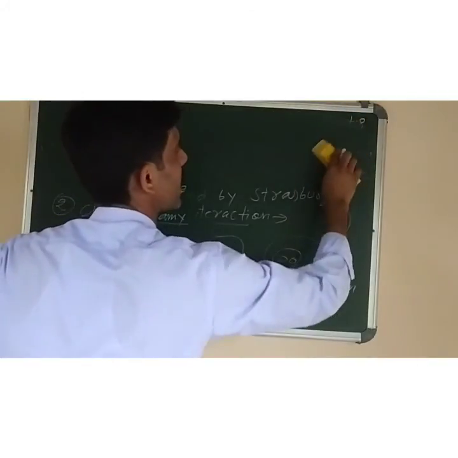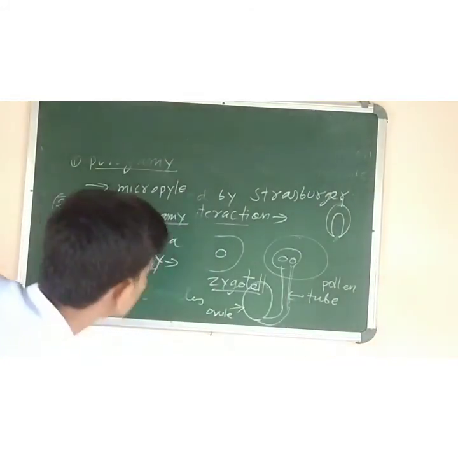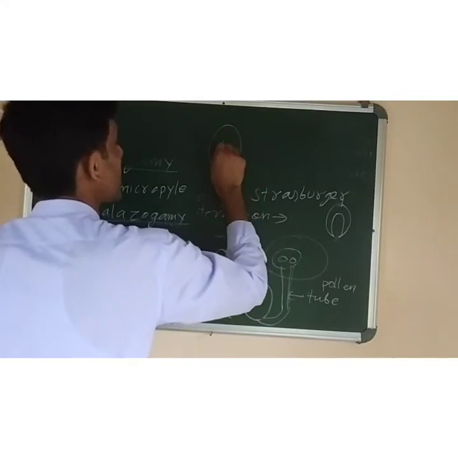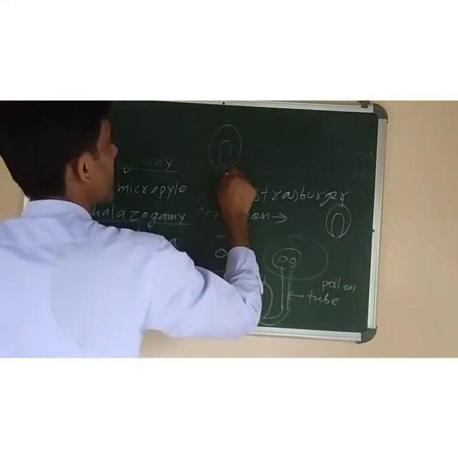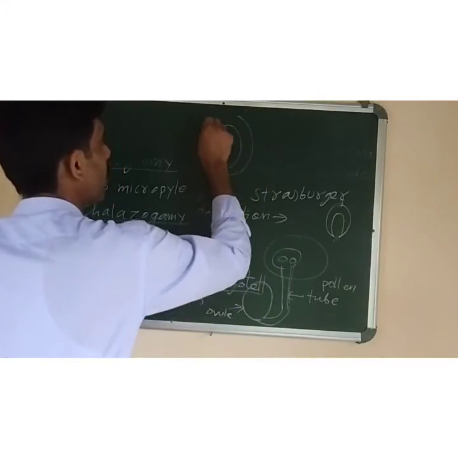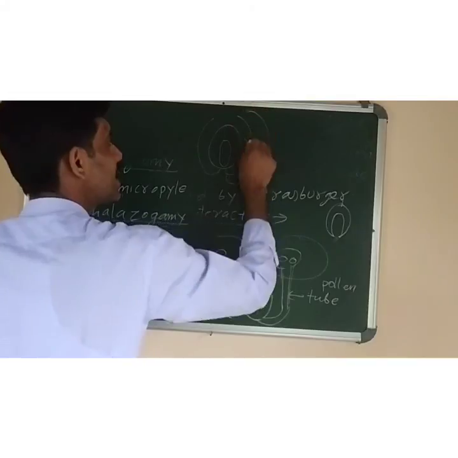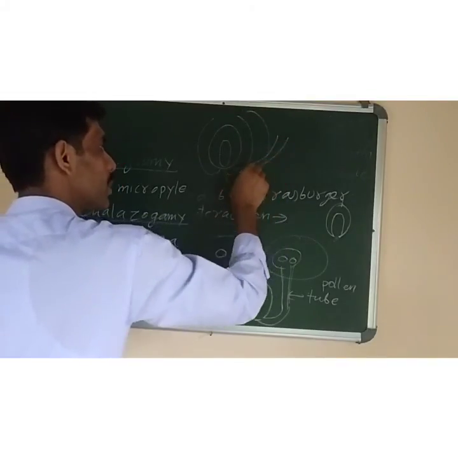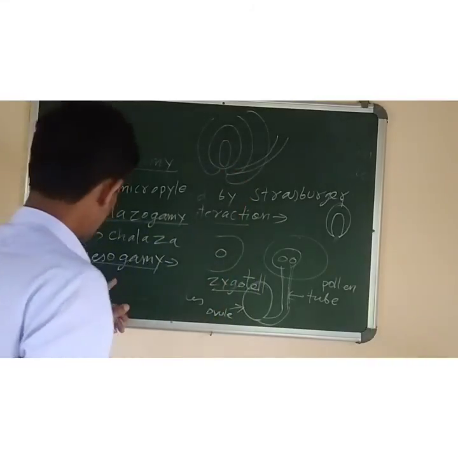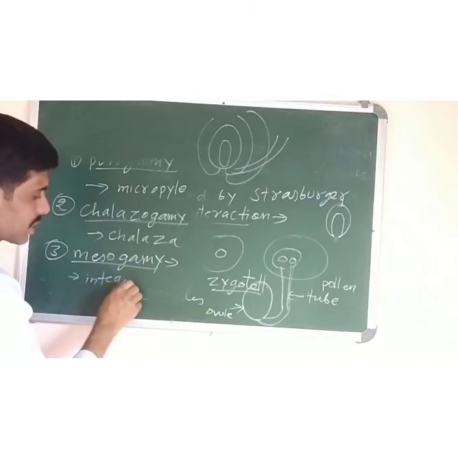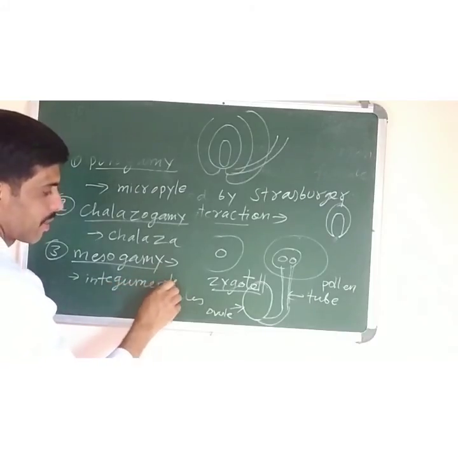Okay, what is that? Integuments. This one I have drawn like this, no, ovule, inside which the embryo sac was there, and then I have drawn like this. First integument, do you remember now? And the second integument, this integument. So if the pollen tube enters through the integument, like this, that is called mesogamy. Integuments. Okay? Got it now?